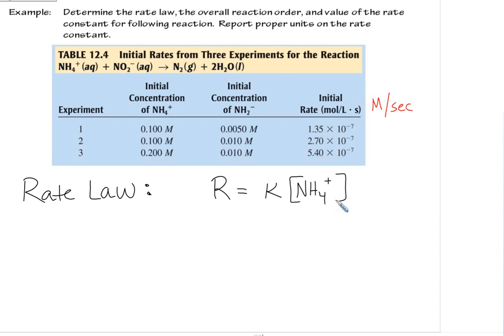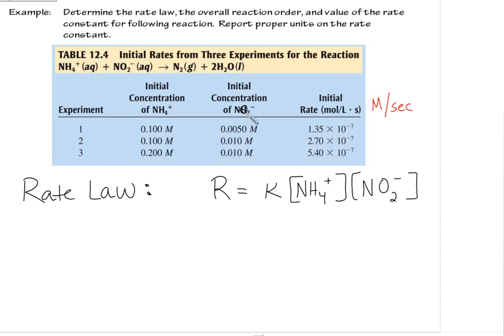Now the other reactant is the nitrite ion, NO2 minus. But notice in the data table it says NH2. I'm assuming that's a boo-boo. That's got to be a typo. It should be NO2 minus. And again, we'll eventually figure out the order of the reaction with respect to nitrite ions.